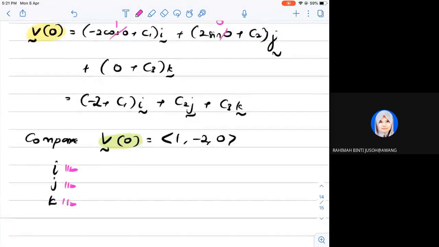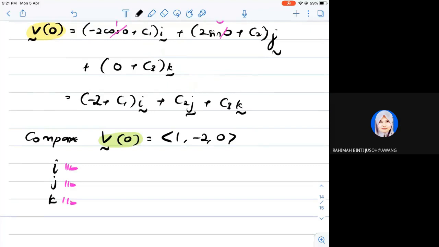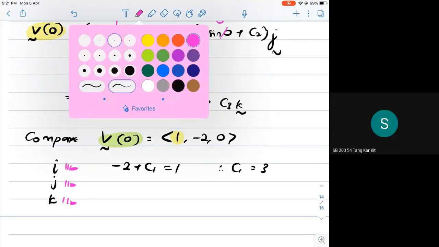Okay. So I kita ada negatif 2 plus C1. Kan komponen I kita ada negatif 2 plus C1. Comparekan yang ni I dengan yang ni. So samakan dengan 1. Therefore C1 dapat apa? 1 tambah 2 jadi 3, isn't it? Faham ke tak ni?